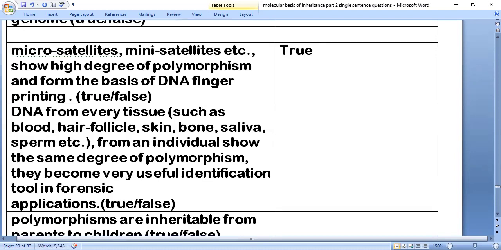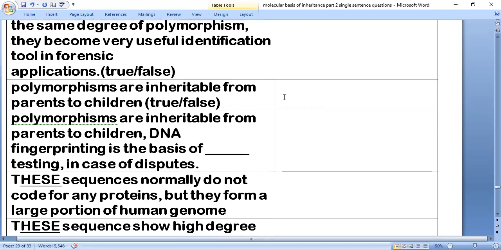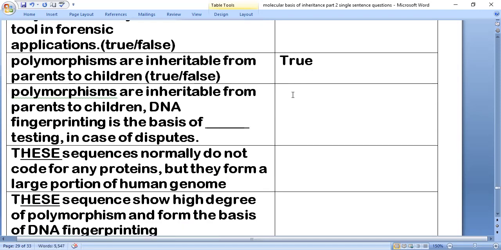DNA from every tissue such as blood, hair follicle, skin, bone, saliva and sperm from an individual shows the same degree of polymorphism, which makes it a very useful identification tool in forensic applications. True or false? True. Polymorphisms are inheritable from parents to children. True.